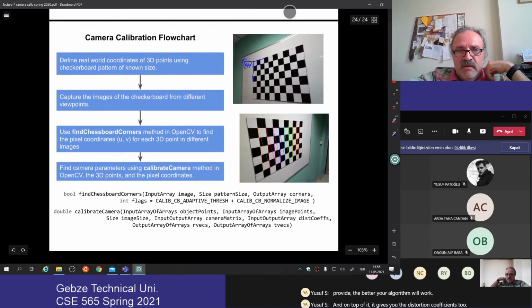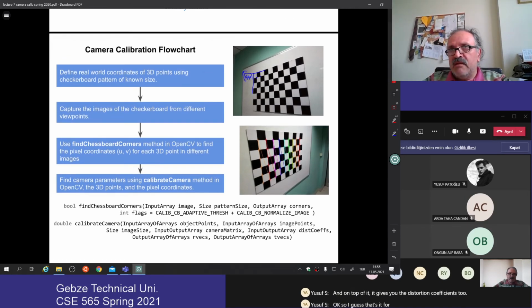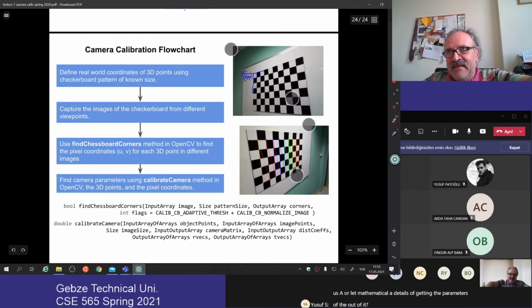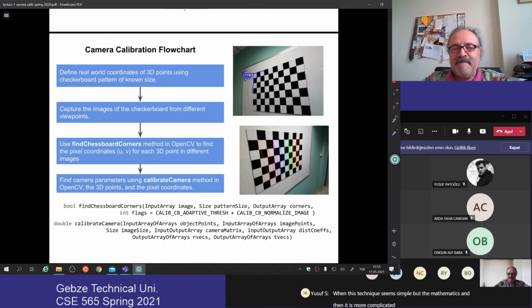So I guess that's it for camera calibration. You might say that if you are going to use this technique, why did you show us all those mathematical details of getting the parameters out of it? Well, this technique seems simple, but the mathematics underneath is more complicated than the other one. I mean, it seems complicated, but actually it is not. It doesn't require you to know many things about linear algebra. The only thing that we have used so far is singular value decomposition. It's a first year or second year course thing, right?